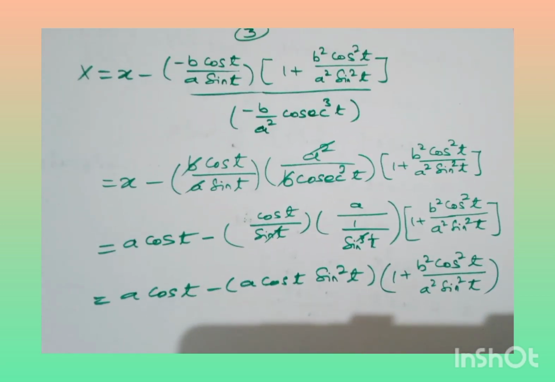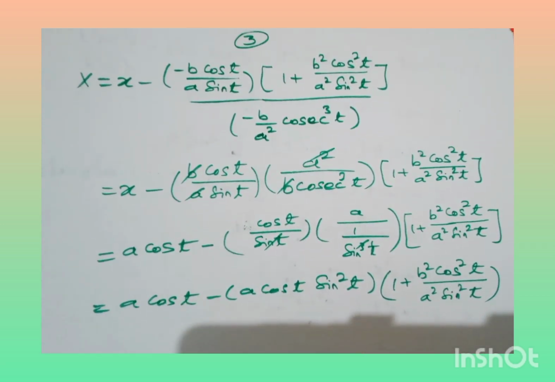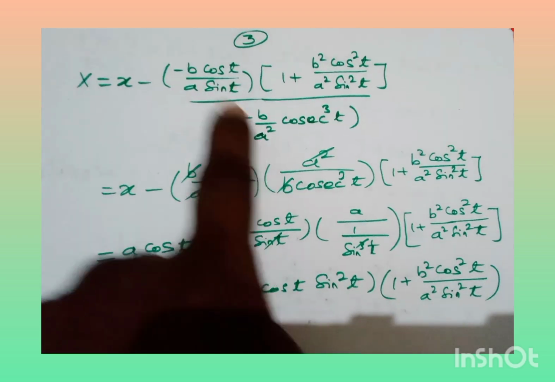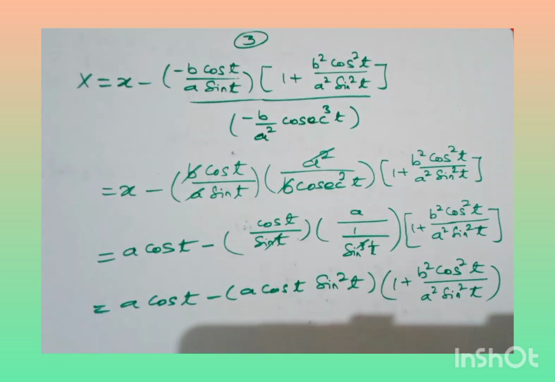So capital X is equal to small x as it is, and then replace y dash by minus b cos t by a sin t, 1 plus y dash squared by b squared cos squared t by a squared sin squared t, divided by y double dash, minus b by a squared cosecant cube t. So I take the denominator into the numerator, it's a reciprocal form. So keep x as it is, and then minus into minus. There are three minus signs, you know. So here one minus, here one minus, here one minus.